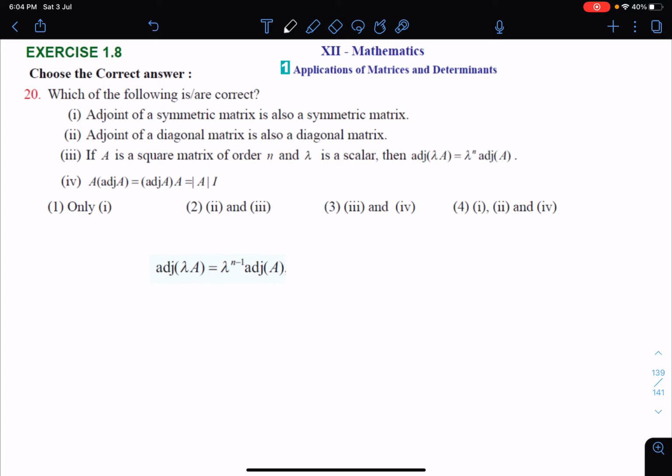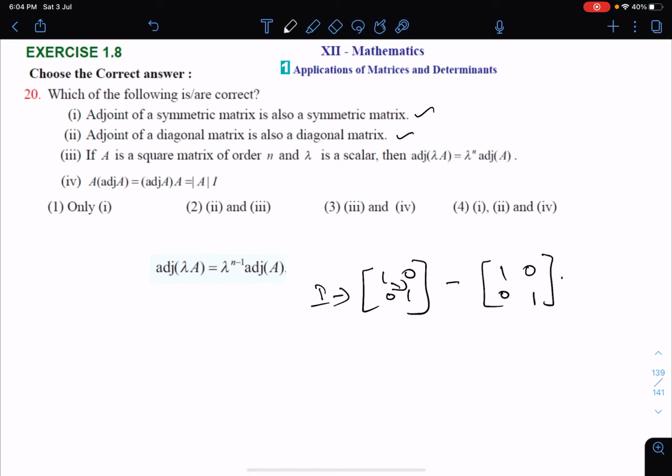Okay, the first one, adjoint of a symmetric matrix is also a symmetric matrix, we know that. And adjoint of a diagonal matrix is also a diagonal matrix. For that you take the example as 2 cross 2, 1 0 0 1 identity. This is also a diagonal matrix. So now for this adjoint you are going to write, you are going to interchange this principal diagonal, and minus 0 is again the same. So again you are going to get the same matrix. Okay, so second one is also correct, and the last one also we have verified using the matrices.